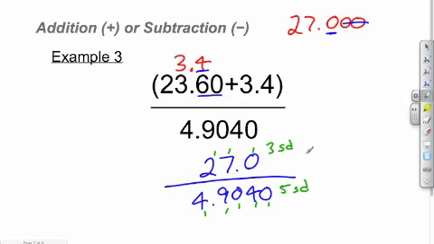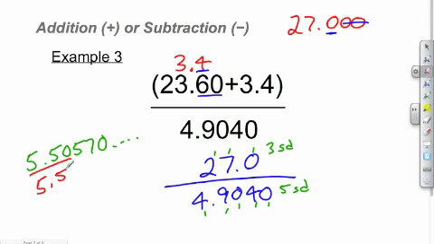When I punch this into the calculator, 27.0 divided by 4.9040, my calculator spits out an answer of 5.50570 and some change. Now that needs to be rounded to 3 significant digits. So using the rounding rules, here are my first 3 significant digits. I look here at this fourth. Will that 5 round up to 0? Yes, it will. So I get 5.51.